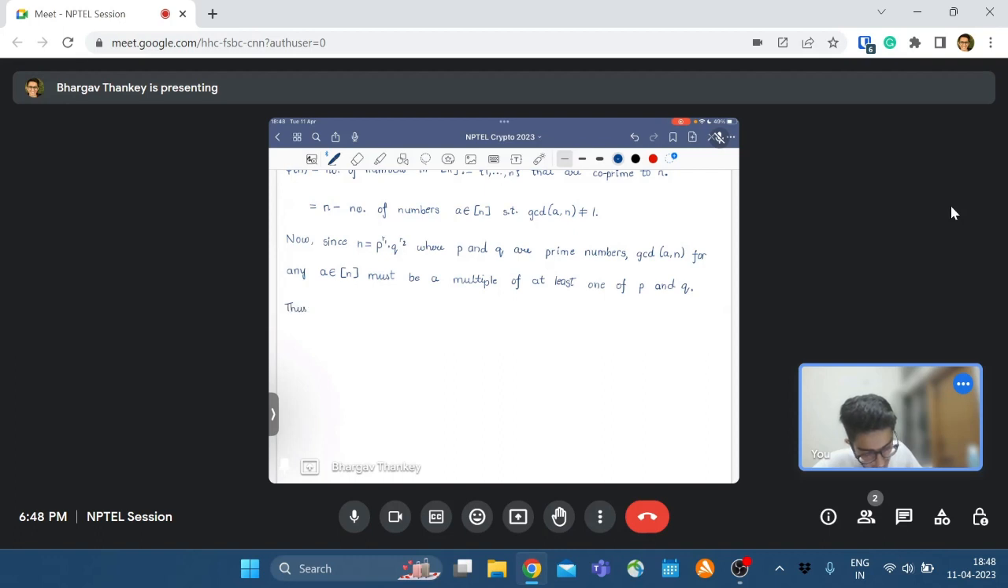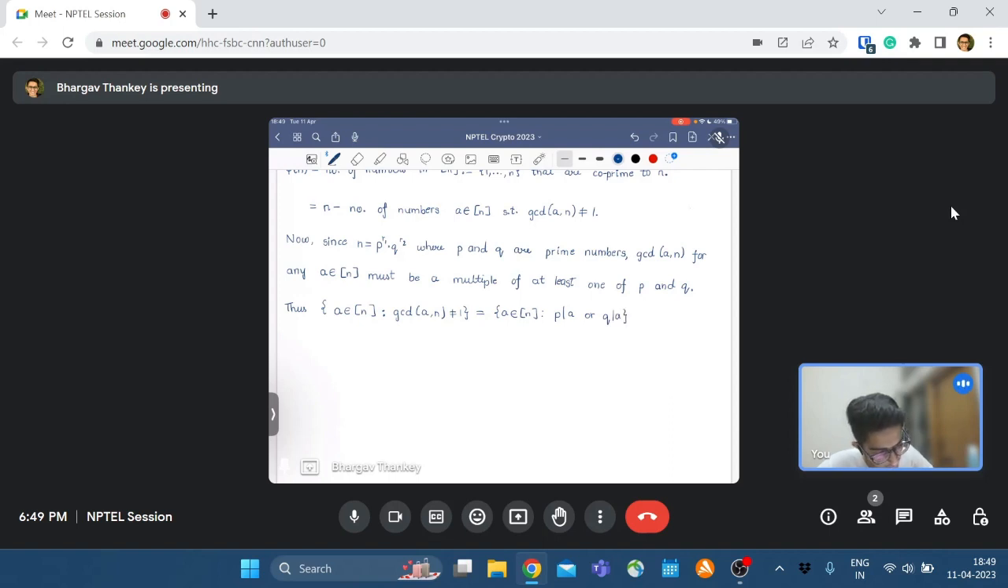Thus, this set is exactly the same as this: A in 1 to n such that, or rather let me write it, A and n such that P or Q divides A.